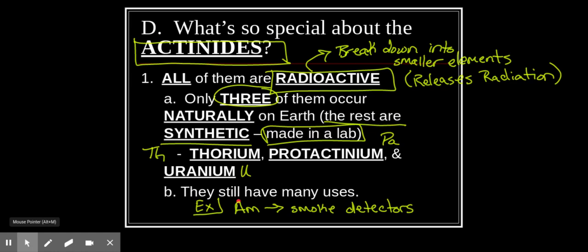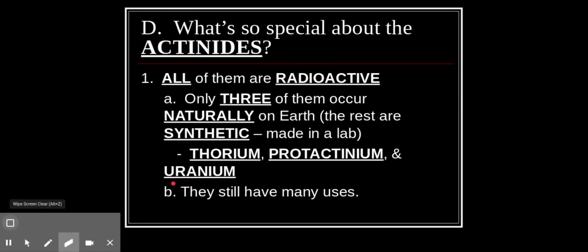Now, again, that is the actinides group, or that bottom row or period of the inner transition elements. You need to know that they are radioactive. Three occur naturally, but the rest are made in a lab. They are synthetic. And you might want to make sure that you remember these three that occur naturally: thorium, protactinium, and uranium.